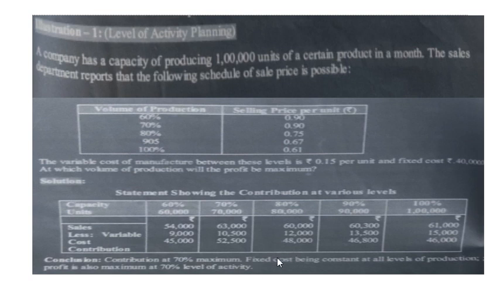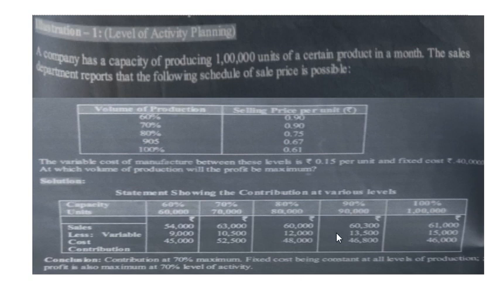Then for 80%, the variable cost is 0.15 per unit. So 80,000 units into 0.15 will give us 12,000. So 60,000 minus 12,000 will give us 48,000.